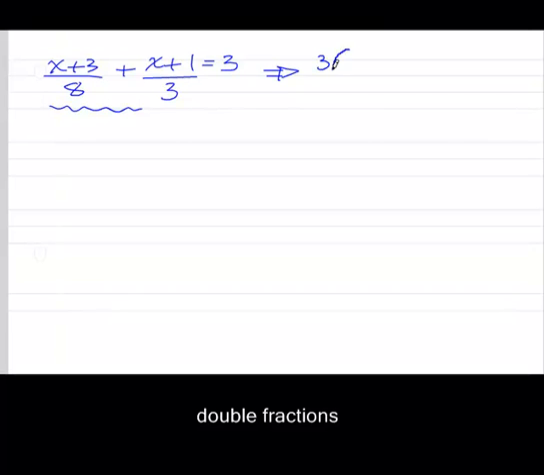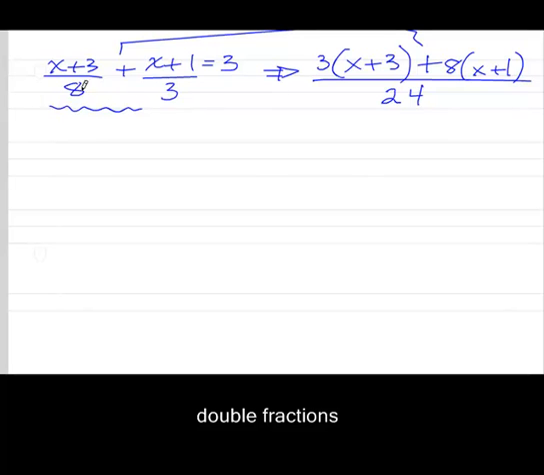So if I go 3 times x plus 3, plus, that's that plus there. And here we cross multiply 8 times x plus 1 over. Since what we've done here is get a common denominator, the common denominator is going to be 24 because we multiplied 8 times 3. So 3 divided by 24 is 1 over 8, and there's that 1 over 8. 8 divided by 24 is 1 over 3, and there's the 1 over 3 right there.